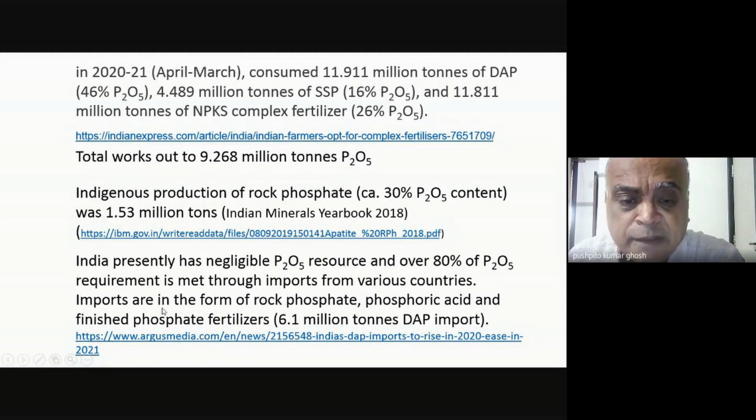We've started actually importing the finished fertilizers, the phosphate fertilizers, like DAP. Import was 6.1 million tons of DAP. And so over here it says 11.91 million tons of DAP was consumed. So we are importing this, and the rest presumably we are making from the phosphoric acid or the rock phosphate which we are acquiring. But all of this is finally coming from rock phosphate, and it's coming from imported rock phosphate. So we are extremely vulnerable.